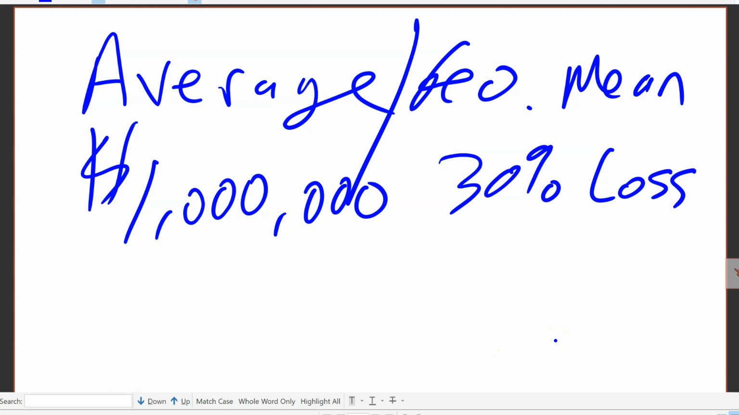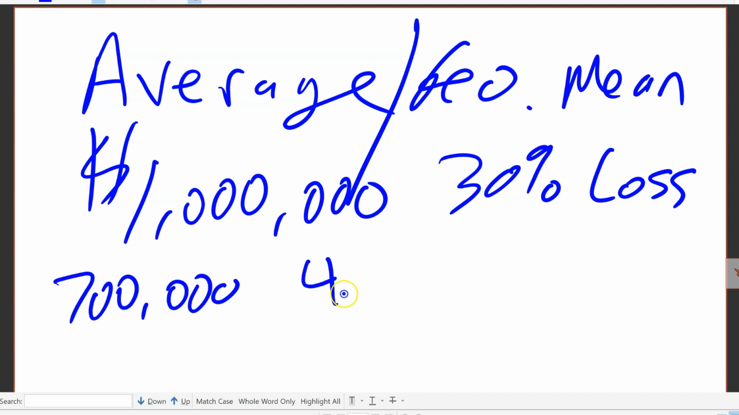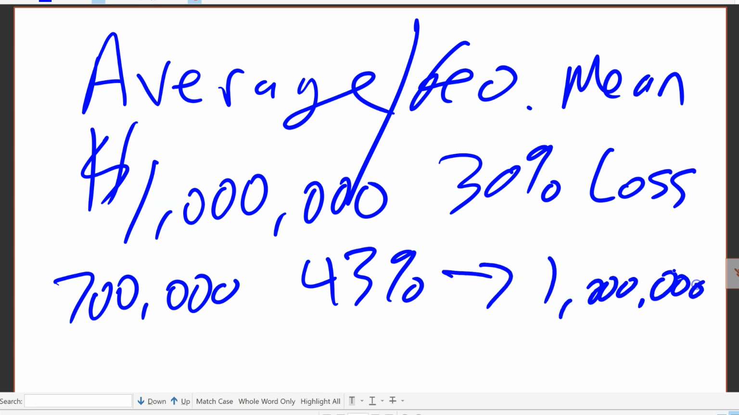If you lose 30%, in order to get back to your $1 million, you need to earn 43% on your $700,000 to get back to your $1 million starting point. The more you lose, the more you got to earn back. If you lose 50% of your investment, if your $1 million goes to $500,000, you actually have to get a 100% rate of return on your $500,000 to get back to your $1 million.